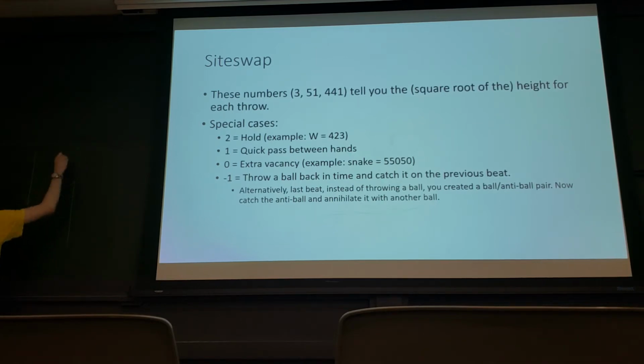And then maybe throw it up here, and we start from down here. We can think about this as like a Feynman diagram. And so what's actually happening here is that at the previous beat, we produced a ball and an anti-ball. We threw the anti-ball forward, and now we're at this beat, the -1 beat, we're catching an anti-ball and annihilating it with a matter ball.